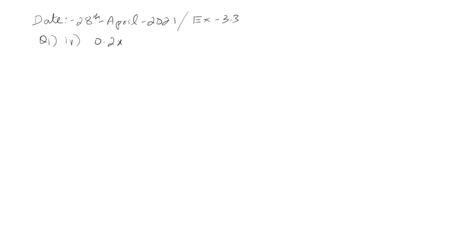0.2x plus 0.3y is equal to 1.3. So this I'll name it as equation 1, or I'll name it later on. The next equation is 0.4x plus 0.5y is equal to 2.3.